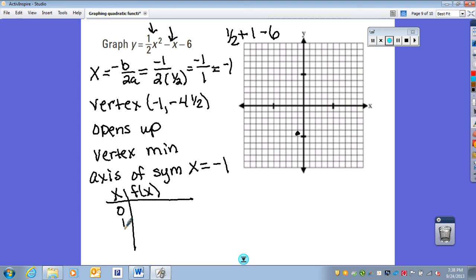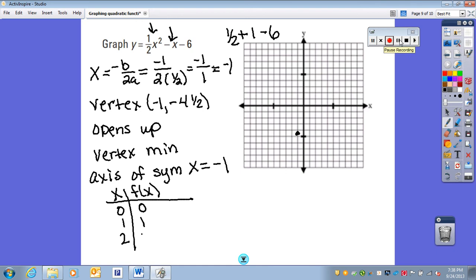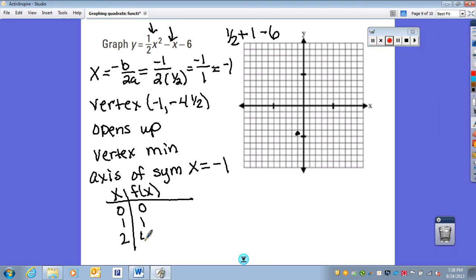So remembering my parent function, I can pick the values 0, 1, and 2. 0 squared is 0, 1 squared is 1, 2 squared is 4. Now I will make my third column of my table. I'm multiplying a, my leading coefficient, times the f of x. My leading coefficient is 1/2. So 0 times 1/2 is 0. 1 times 1/2 is 1/2. And 4 times 1/2 is 2.